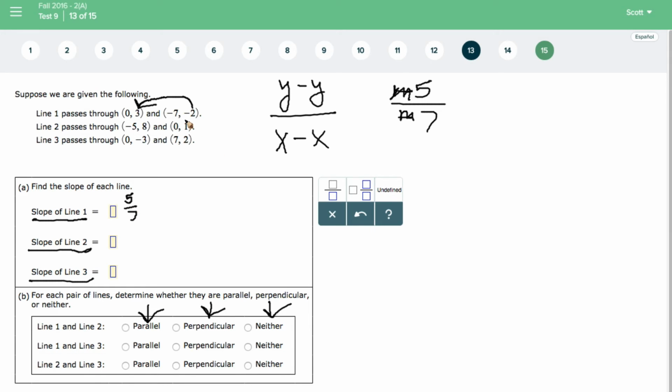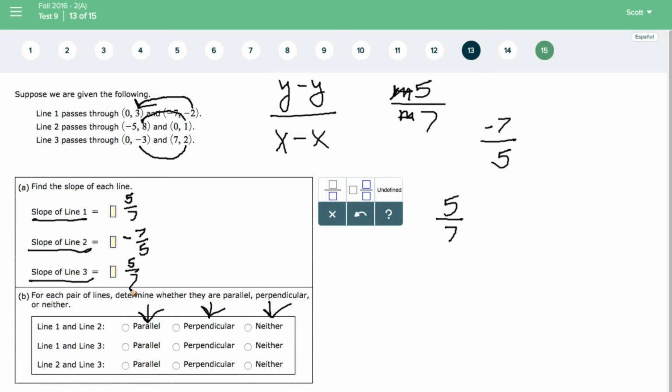We do the same thing here. 1 minus 8 is negative 7. 0 minus a negative 5. Minus a negative is the same thing as plus, so 0 minus a negative 5 is 5, and that's our slope. Negative 7 over 5. And 2 minus a negative 3, minus a negative is plus. 2 plus 3 is 5. And 7 minus 0 is 7. And it doesn't matter which way you subtract. If you do 3 minus a negative 2, that works just fine.